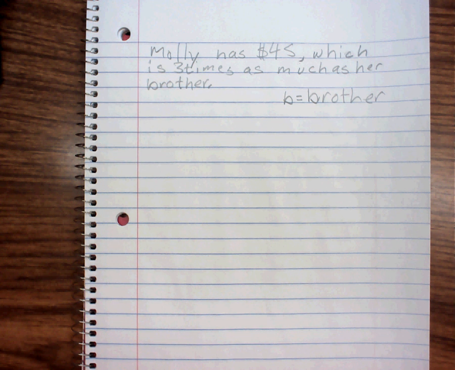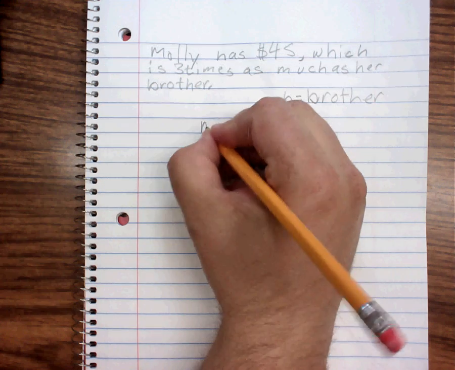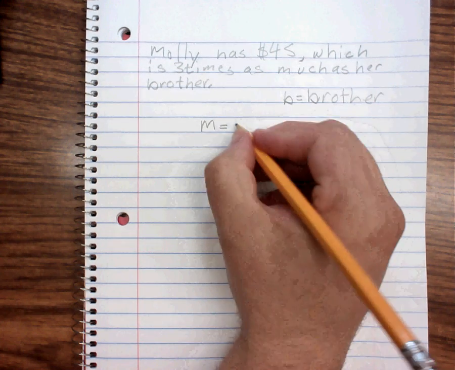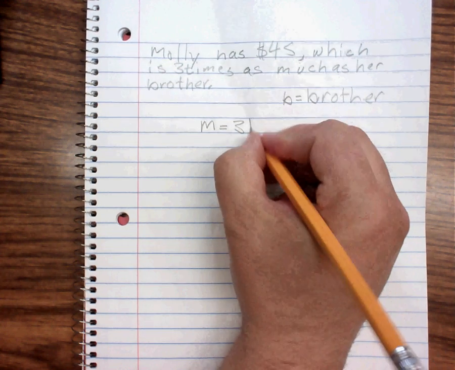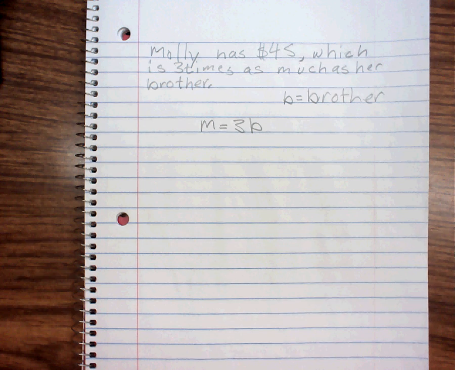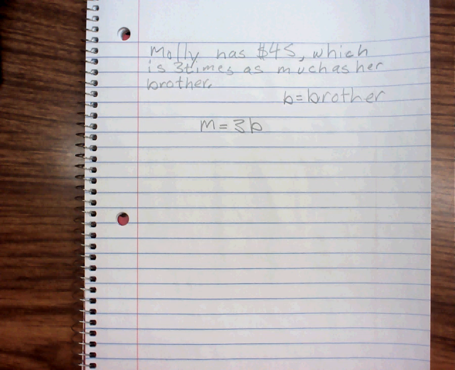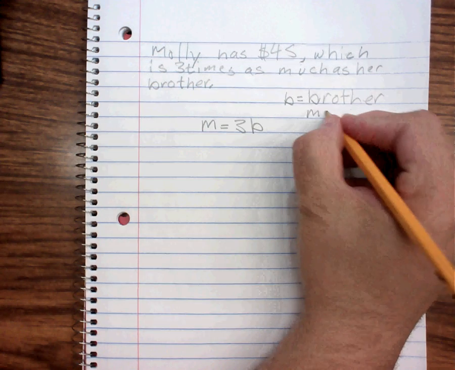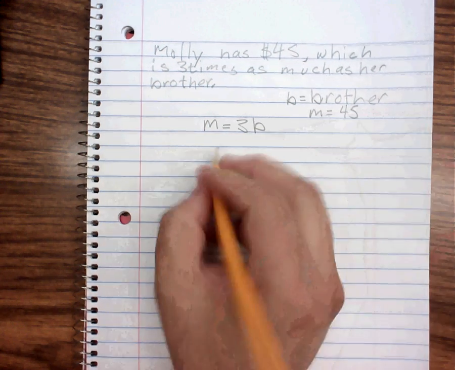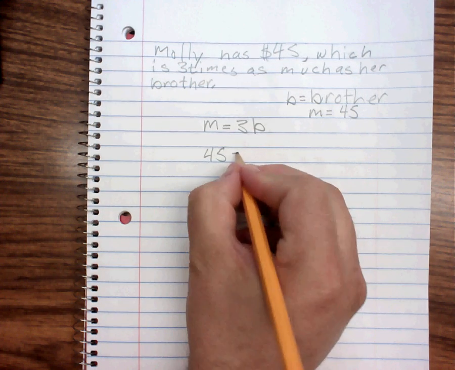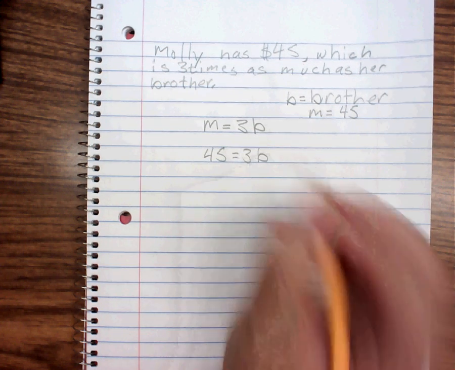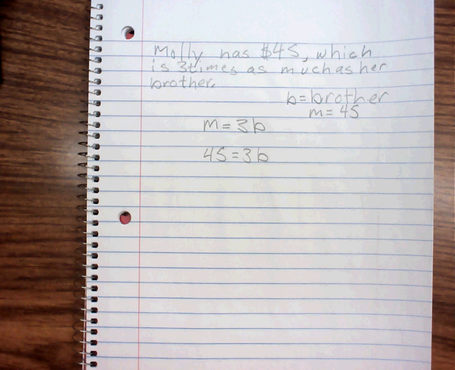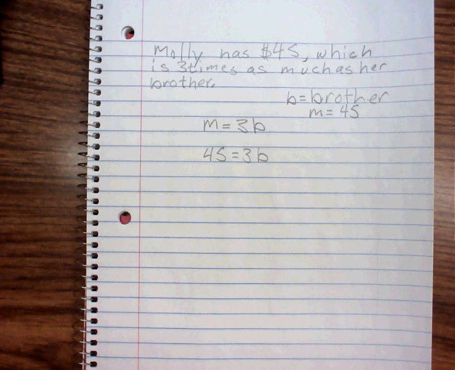So what we do know is that Molly is equal to 3 times whatever her brother has. Right? Because that's what they told us. We also know that Molly has $45. So if I want to figure out how much money her brother has, I just need to solve this equation. And it's a one-step equation.